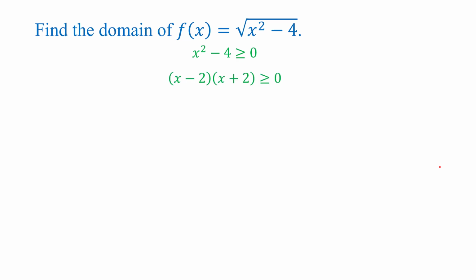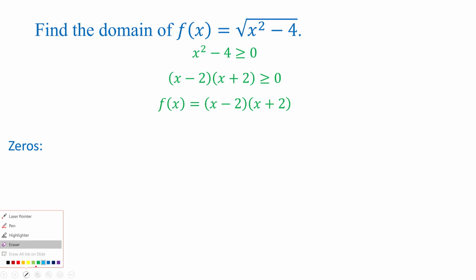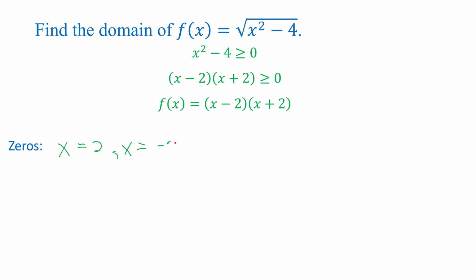So once I have x squared minus 4 being greater than or equal to 0, I factor the left side into x minus 2 times x plus 2, and then just like we've been doing, I'm going to call the left side of this inequality f of x. So f of x equals x minus 2 times x plus 2. Then I'll find the zeros, which setting x minus 2 equal to 0 would result in x equals 2, and setting x plus 2 equal to 0 would result in x equals negative 2. So x equals 2 or x equals negative 2 would be my zeros.